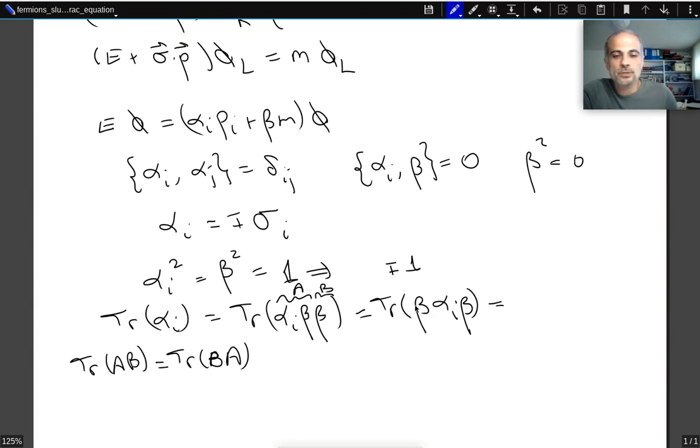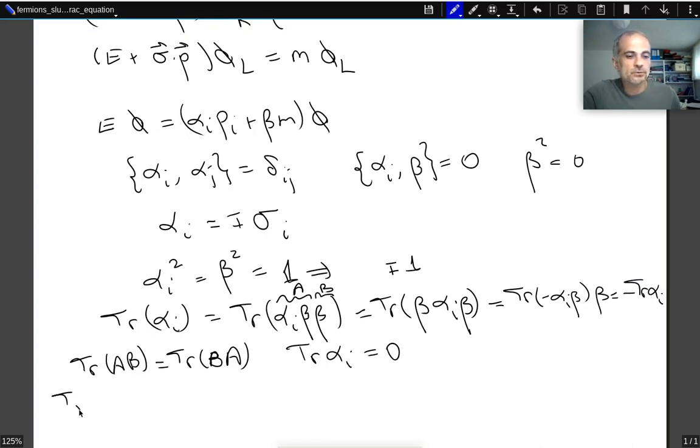Now we can use the properties of the α and β matrices. β and α_i anticommute, so this is the trace of minus α_i β β. But now β squared is 1, so this is equal to minus the trace of α_i. So we started with the trace of α_i, and we have shown that this is minus the trace of α_i. This basically tells us that the trace of α_i is equal to 0.